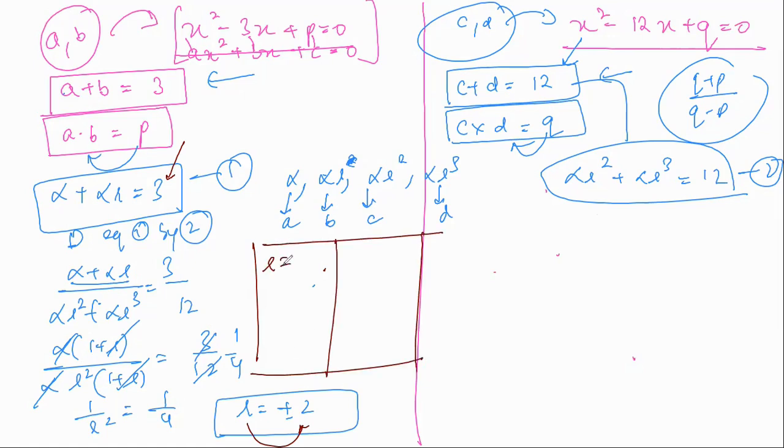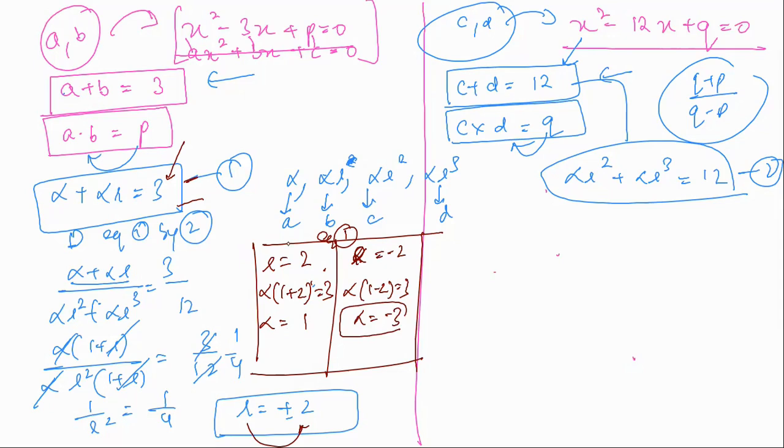So when I put R as 2 in equation 1, alpha I'm taking common. So 1 plus 2 is equals to 3. So alpha is equals to 3 over 3, which is 1. When I'm putting R as minus 2 in this equation, it will be alpha bracket 1 minus 2 is equals to 3. So alpha is equals to minus 3. Okay, so two values I'm getting of alpha and R.